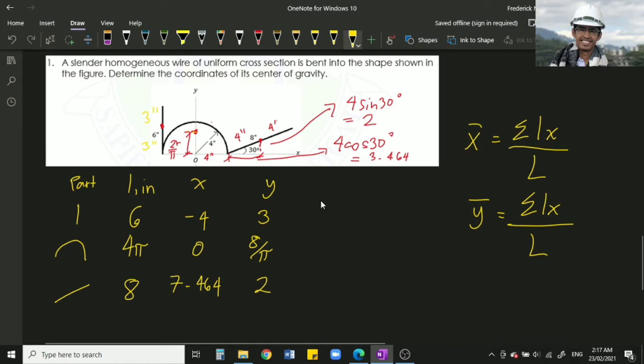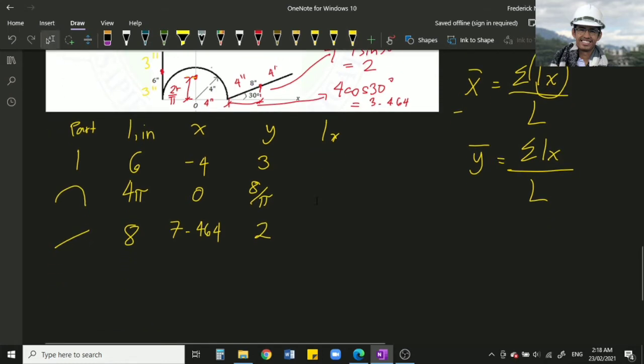And kunin na natin yung ating L times x. Okay, kunin na natin yung ating L times x. Okay, ito. So i-table natin, idagdag na lang natin dito para mas madali nating ma-compute. So that will be ix dito, and dito naman will be iy. So i-resign lang natin to para mas maluwang yung ating magiging table.